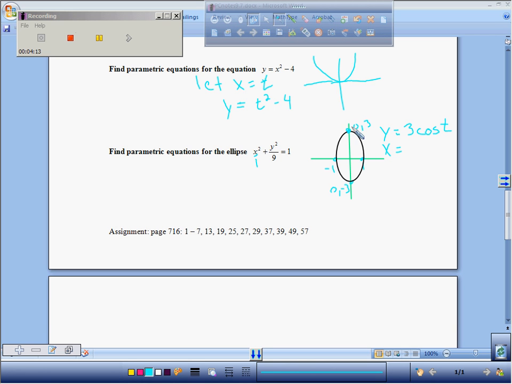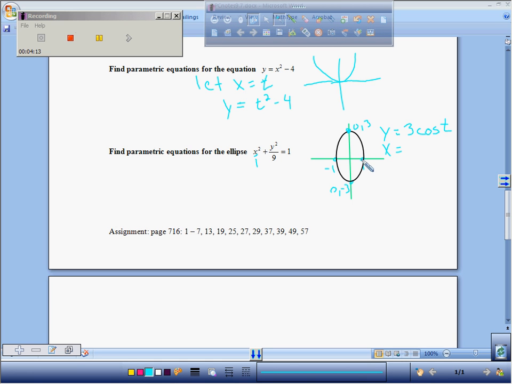So as this angle goes from 0 to 90 degrees, I want the x value to go from 0 up to 1, right? What's the sine of 90 degrees?